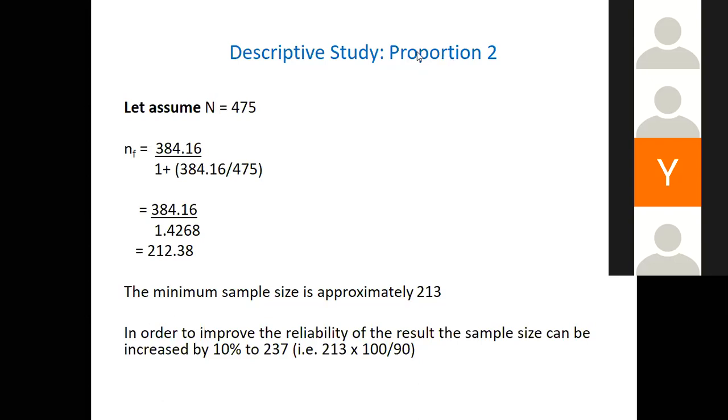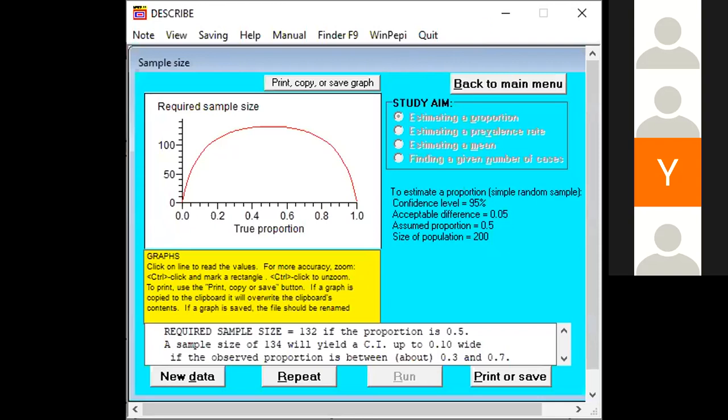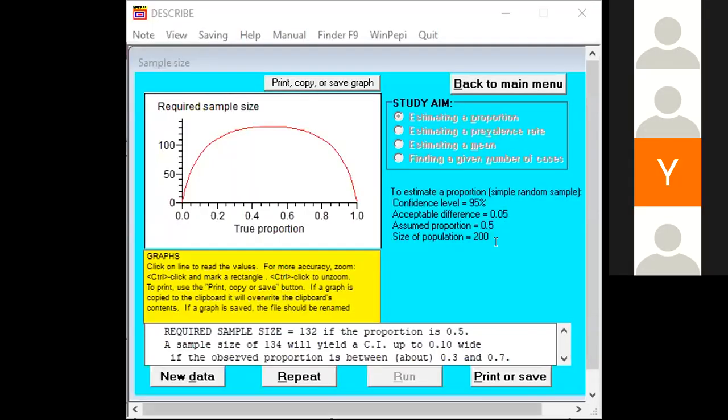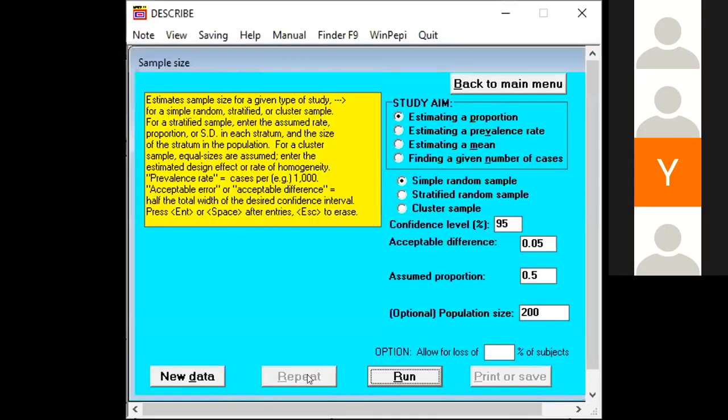I do remember I discussed the formula. Was it yesterday or when did I discuss the formula? So let's go back. Can you see it now? I shared the WinPepi here. Now let's go back. Repeat. So in this case, the population is 475, right? Yes. The population is 475.